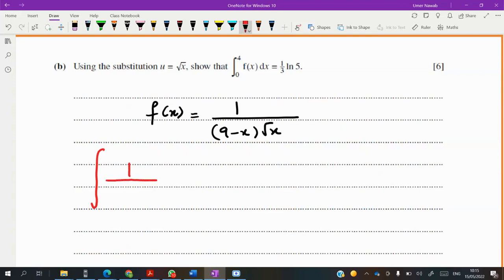The examiner has provided you the substituent, so we need to apply substitution. What is the rule of substitution? He gave it to us: u is equal to square root of x.